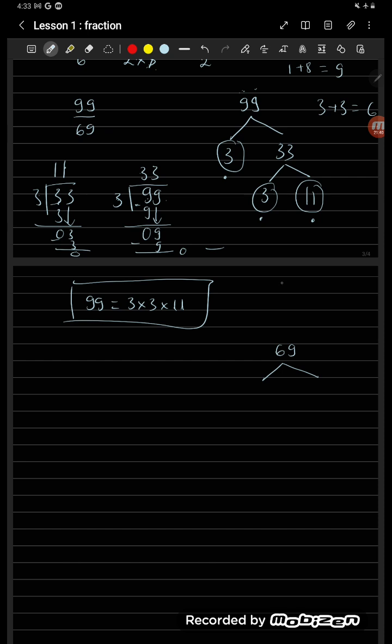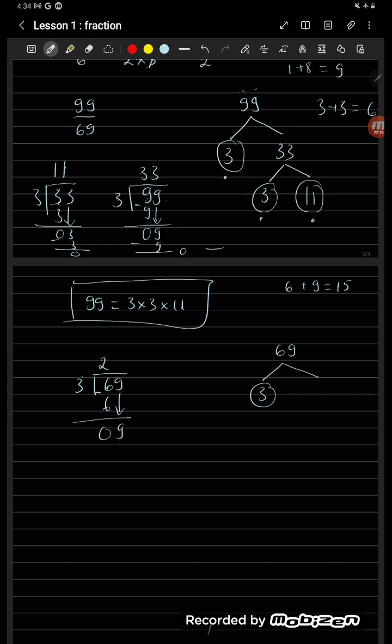Okay, so 69, 6 plus 9 equal to 15. So 15 can divide by 3, right? According to the multiplication table. So that's why 69 can divide by 3. So write 3 here. And then we just do division on the side. So 69 divided by 3. Okay, so 6 divided by 3 is 2, right? And then 2 times 3 is 6. So 6 subtract 6 is a 0 remainder. And then we drop the number 9.